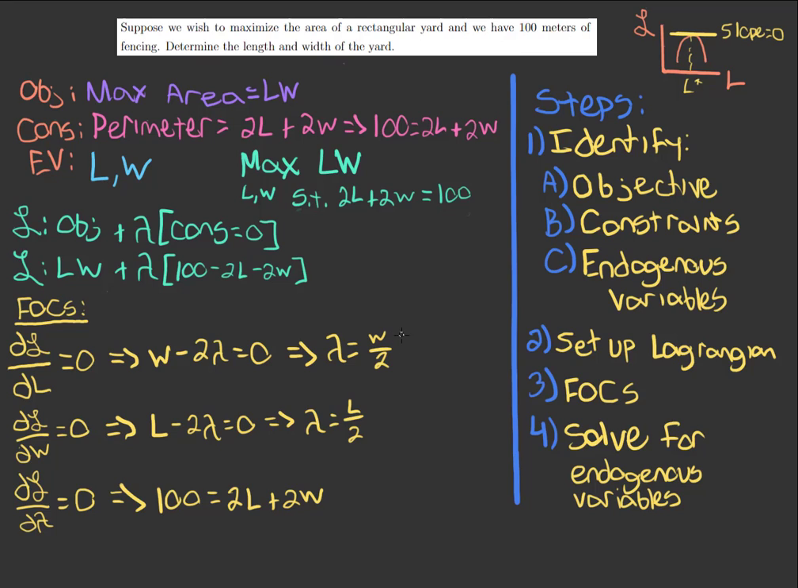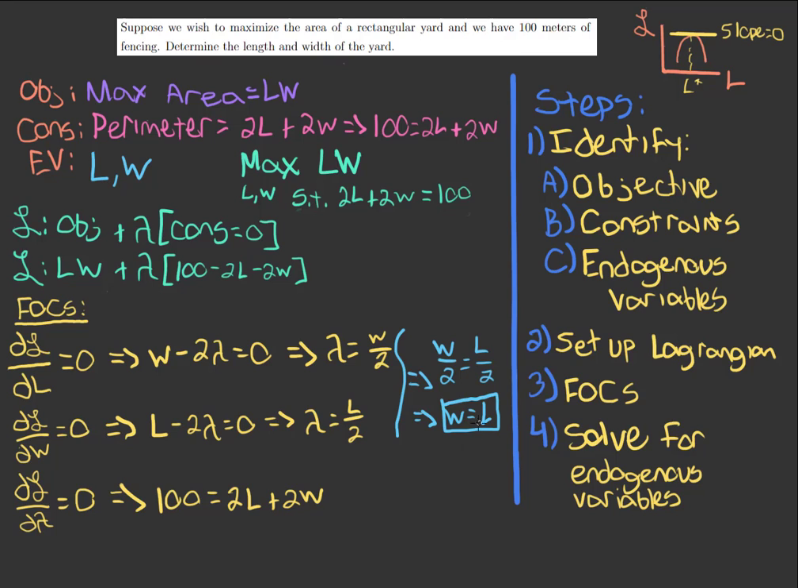Now, when taking the derivative of the Lagrangian with respect to the endogenous variables, when I simplified these equations, I simply isolated lambda to one side of the equation. And this is going to make substitution quite easy. So we can see that lambda is equal to W divided by 2, and that lambda is equal to L divided by 2. So this implies that W divided by 2 is equal to L divided by 2, which further implies that W is equal to L.